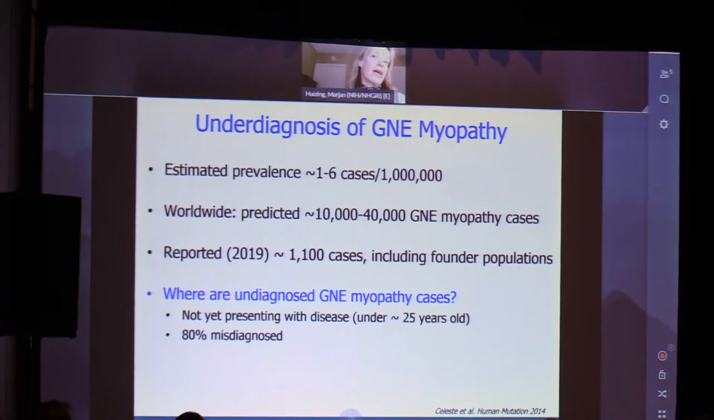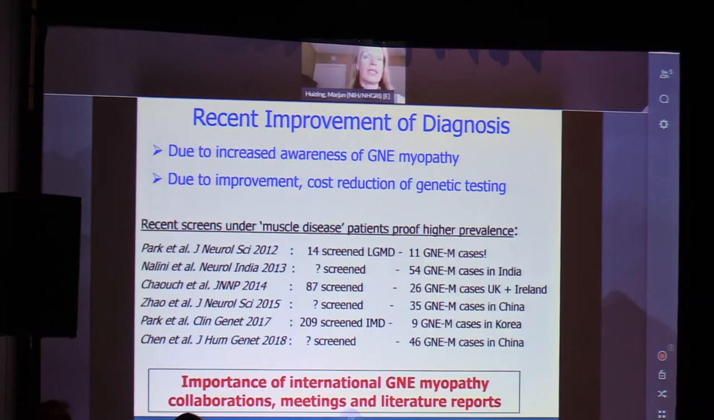Well, I want to say about half of these cases are not presenting with disease because they're under 25 years old. And of the other half, at least 80% may be misdiagnosed. So we really need to continue this effort to raise awareness of this disease. And I think the number of cases will increase significantly in the next few years.